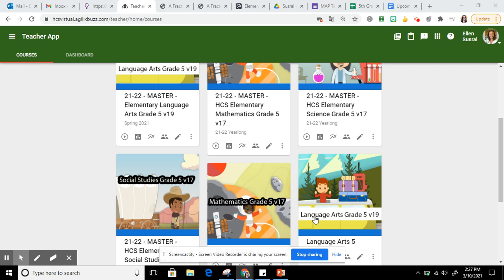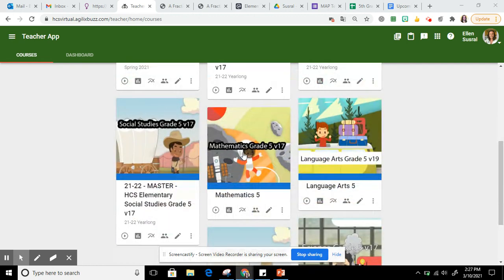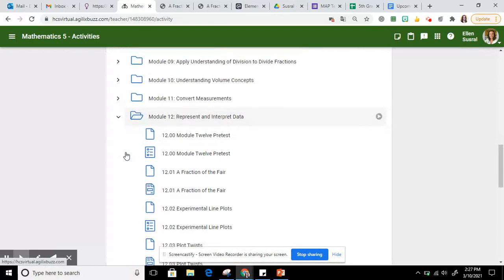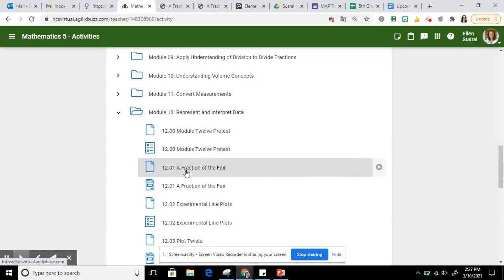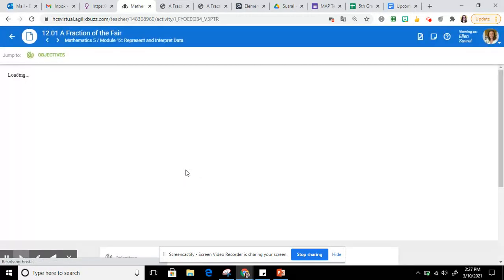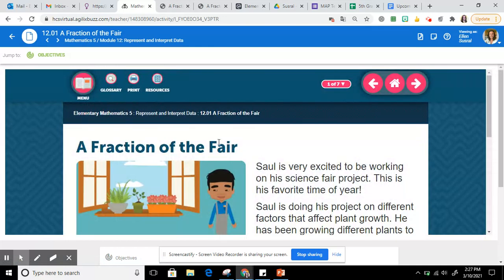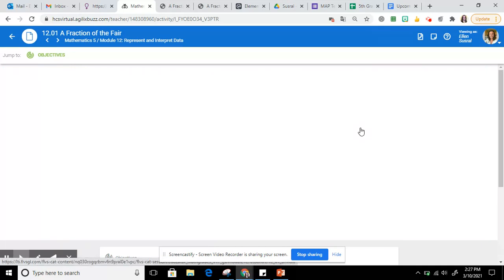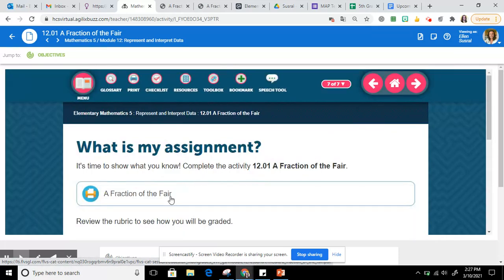Hey boys and girls, I'm going to help you find and get started on assignment 1201 for math. You're going to go to your math course and we're looking for lesson 1201, a fraction of the fair. This is a 7-page lesson, so make sure you go through all 7 pages. Look through the examples that they provide for you and the content that's in the lesson. On page 7, you'll come to your assignment, a fraction of the fair.